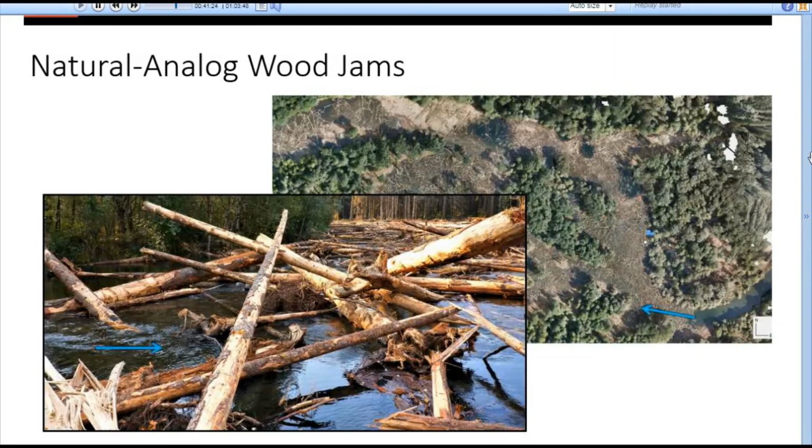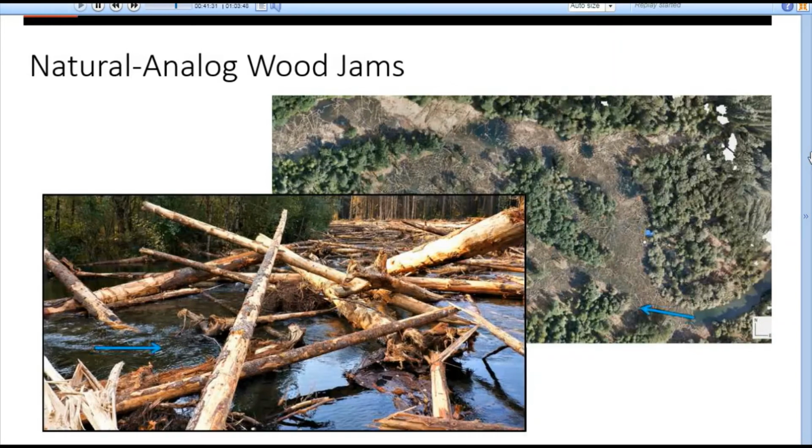But one thing that we have to account for is the fact that restoration more and more is using what I call natural analog wood jams to restore rivers. So jams that maybe they're buried in a little bit of alluvium, maybe they're tied together with manila rope like the ones on Hearst Creek, but they're not securely anchored to the bed. They're not unable to change.